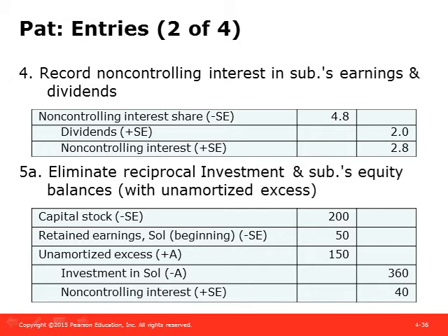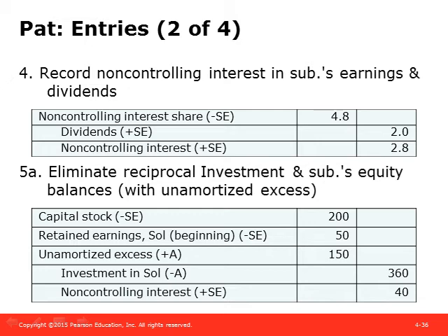The next entries consist of recording the non-controlling interest in the subsidiary's earnings and dividends. So the non-controlling interest share of income is 4.8, which is reflected as a debit. For the non-controlling interest share of dividends, they end up being a credit of 2 to Pat, and then a credit to the non-controlling interest, which increases shareholders' equity by 2.8K.